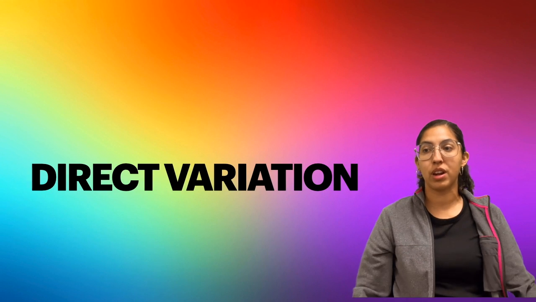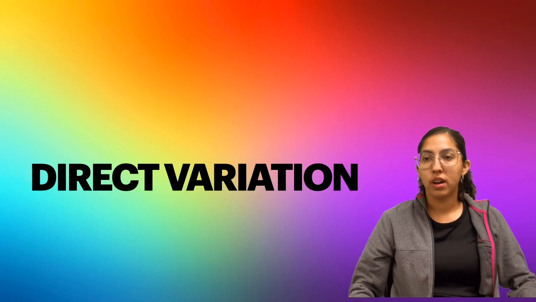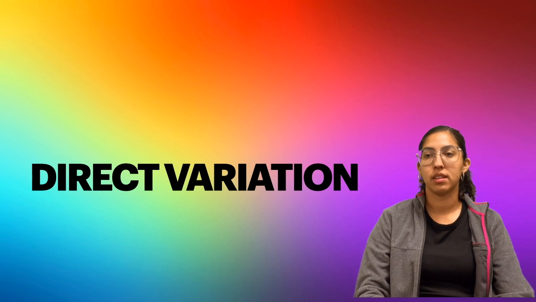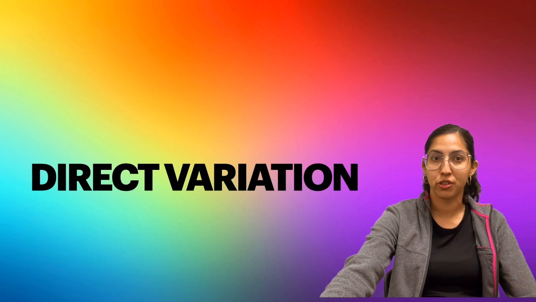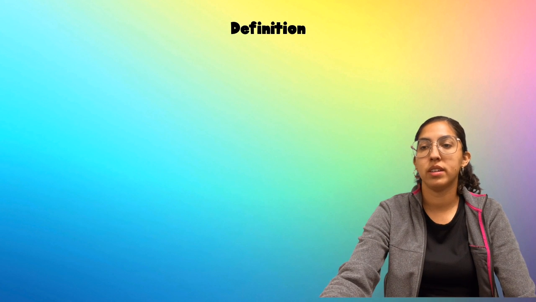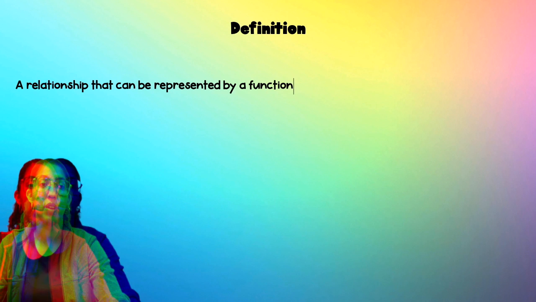Today we're going to look at direct variation. So we've already gone through slope and constant rate of change, and now we're just looking at a proportional, non-proportional direct variation situation. So we've got our definitions. You definitely want to write this down.